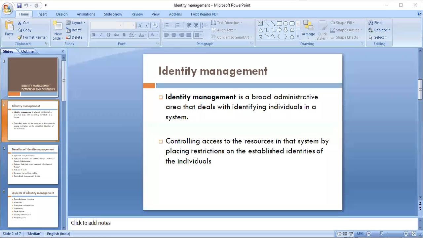or other techniques for ensuring security. And yes, identity management is one of those mechanisms that helps us to do so.